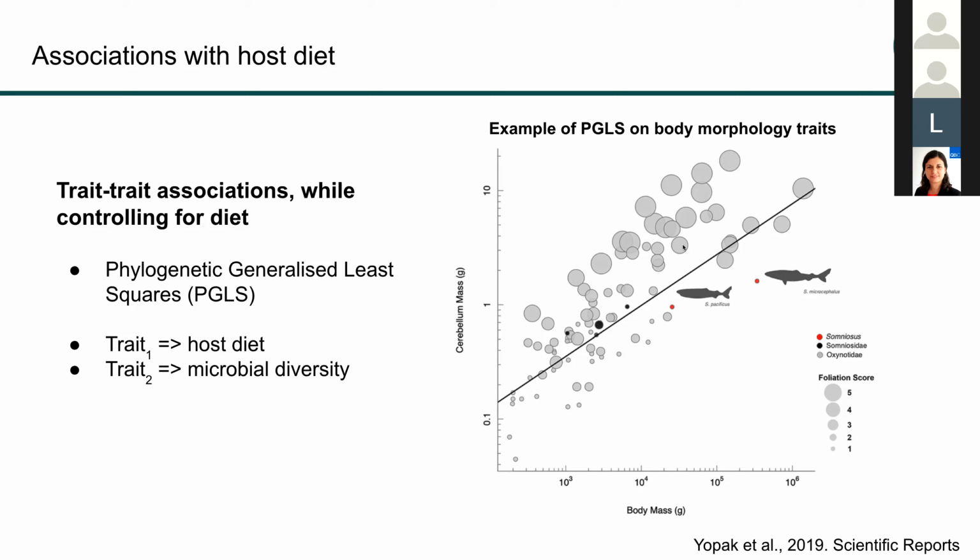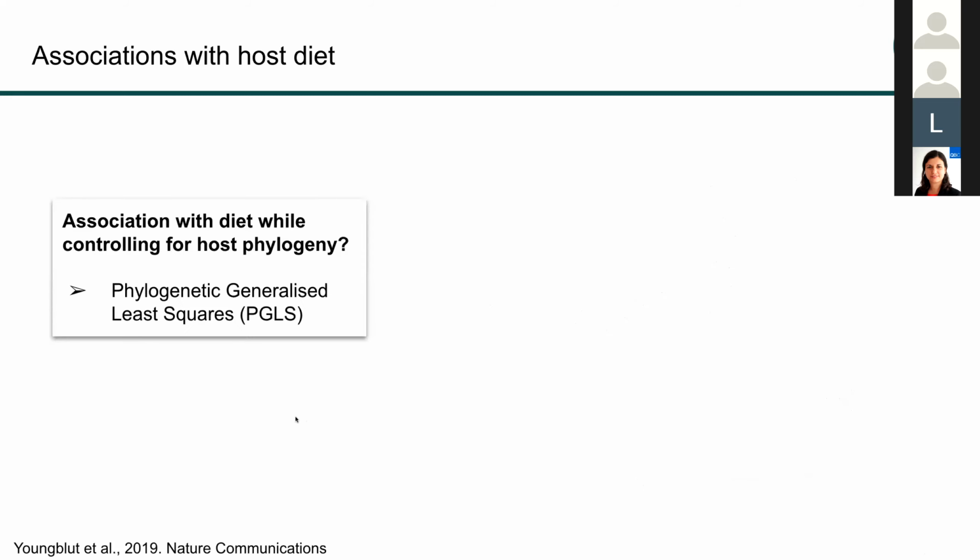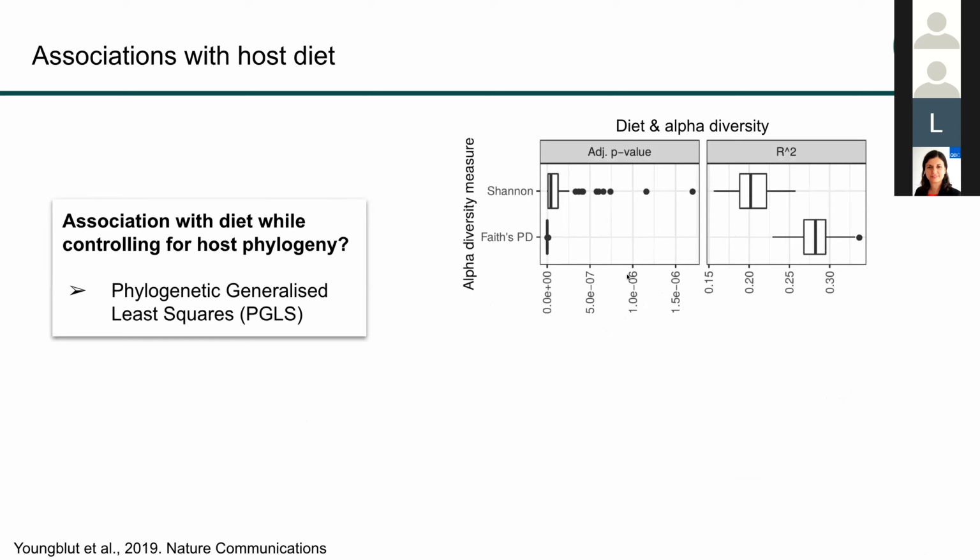As shown here on the right, this method is phylogenetic generalized least squares. It's often used to account for phylogeny when looking at trait-trait correlations. And so here in this example, it's looking at whether body mass trait and cerebellum mass is correlated, while accounting for host evolutionary history. And so I did that with host diet as trait 1, and then various aspects of microbial diversity. And so again, I was looking at whether there's association between diets and microbes while controlling for host phylogeny.